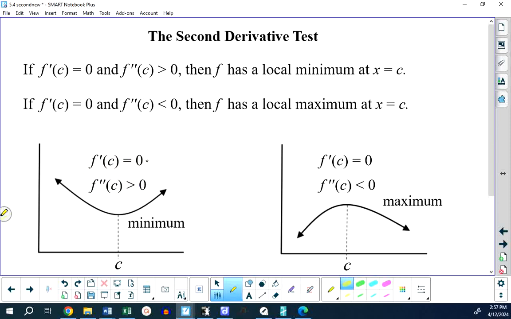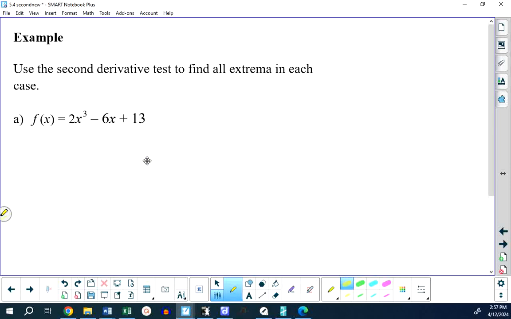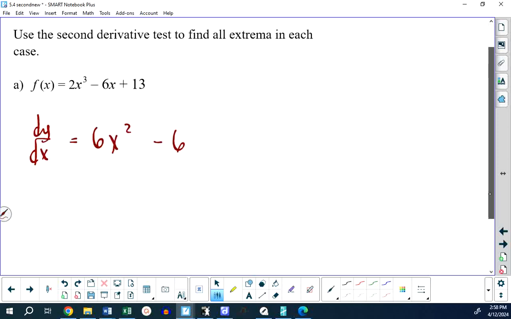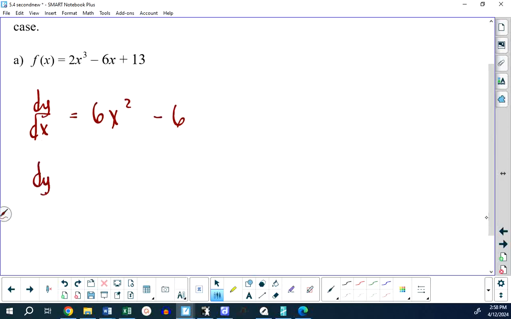So let me show you how quickly we can find max-mins. Use the second derivative test to find all extrema of this cubic polynomial function. Well, we find the first derivative, which is 6x squared minus 6. And we're in grade 10 math right now looking at that thing. I can factor a 6 out. I wanted to just write 6 times (x plus 1) times (x minus 1), but we'll do it in stages.